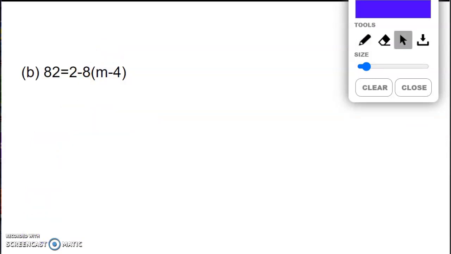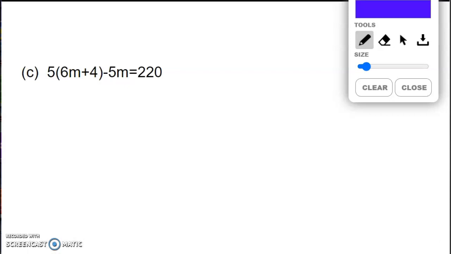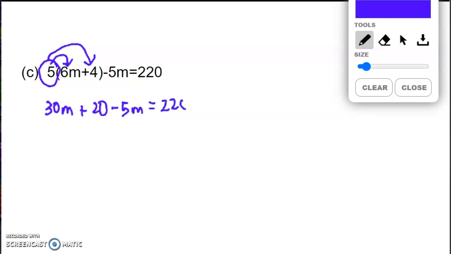Okay, great. So then let's go on to the next question. This time, 5 parenthesis 6m plus 4 parenthesis -5m is equal to 220. So first thing, again, we need to be looking for is distributing. So we need to distribute 5 to both 6m and to 4. So that becomes 5 times 6m is 30m. 5 times 4 is 20. We haven't done anything to -5m, so we need to bring that down, is equal to 220.